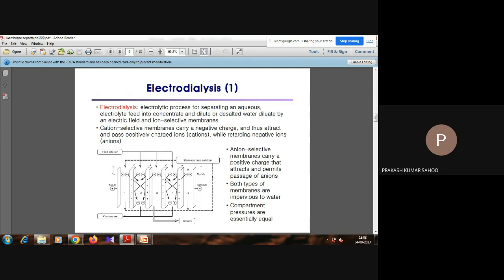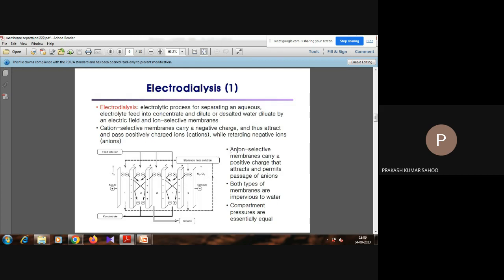It is just similar to the ion exchange chromatography, where the cation exchanger will carry the negative ion and anion exchanger will carry the positive ion. In the similar manner, in electrodialysis, the cation selective membrane, these membranes having some charges. C is your negative, A is your positive. So A is the anode type and C is the cathode type. So this negative membrane will carry the positive ion, and the positive membrane will carry the negative ion. This is just vice versa.